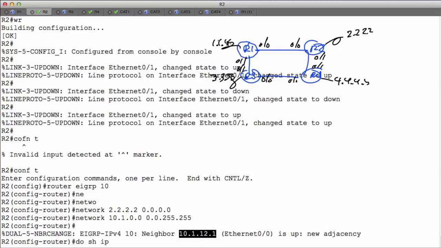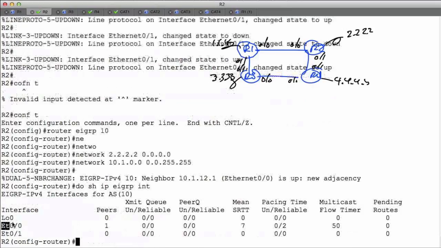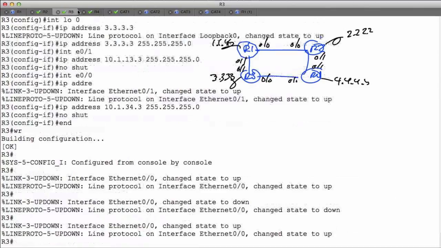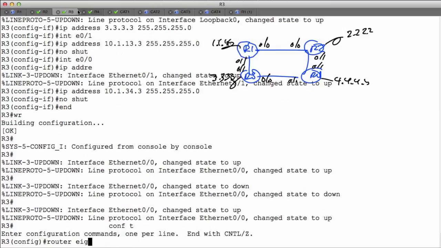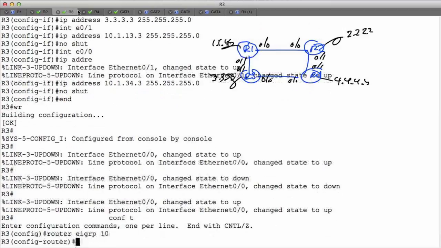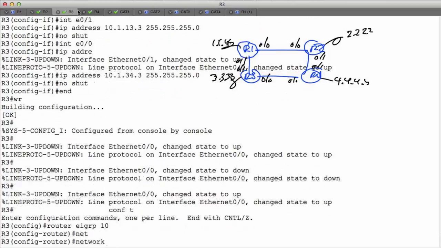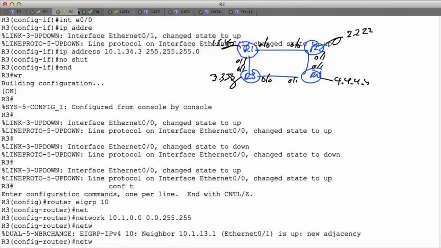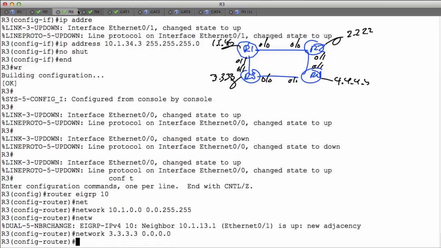Now, do show ip eigrp interfaces, and I'm going to see I'm actually running it on both my Ethernet interfaces and my loopback. So let's repeat this process on 3 and on 4. So config t, router eigrp 10. I'm going to say network 10.1.0.0 0.0.255.255, and network 3.3.3.3. Specifically, I want to participate in EIGRP. And again, I see my neighbor come up.